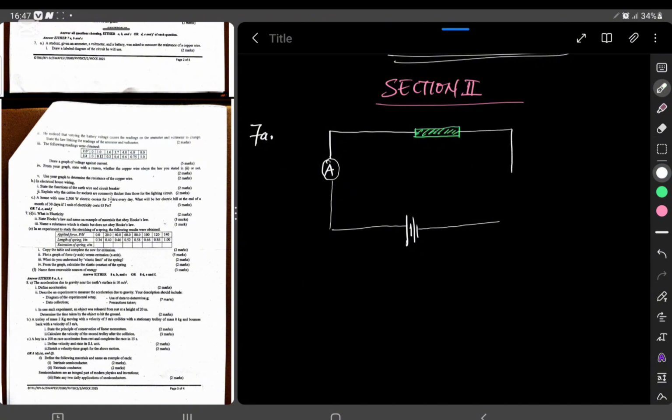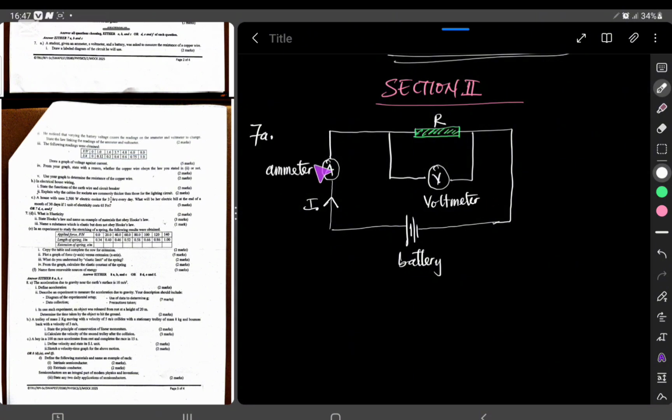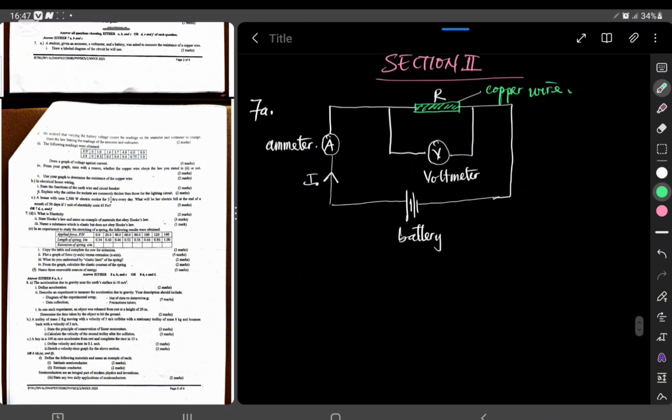Now, let's complete the circuit. The voltmeter will always be in parallel. So the voltmeter, if I also indicate it, I'll put the voltmeter here in parallel. This voltmeter measures the voltage drop across our copper wire of resistance R, while the ammeter measures the current I that flows in the circuit. So this is our battery. If we must label, this is our voltmeter, and this is our ammeter. Not forgetting, this is the copper wire. So that will be a simple circuit that we can mount to get the values of voltage and current in the circuit.